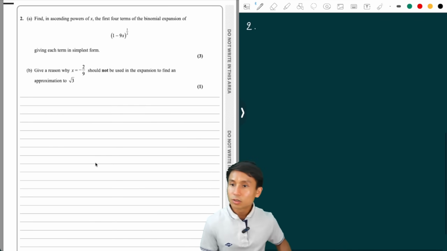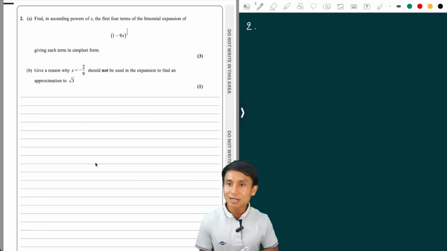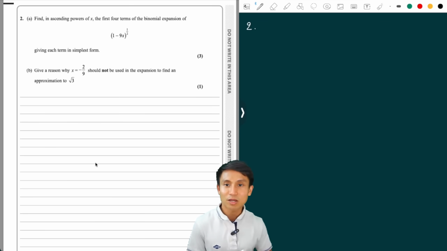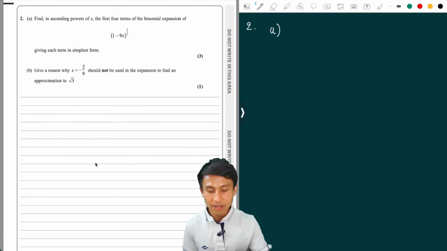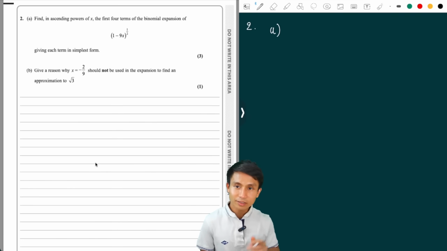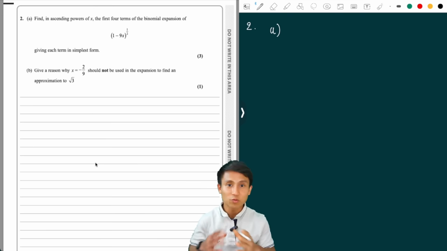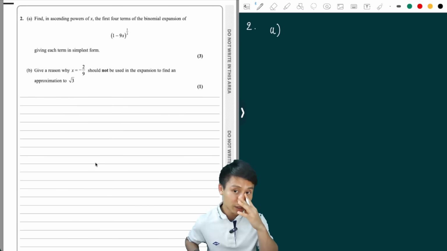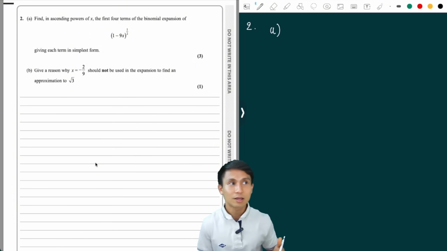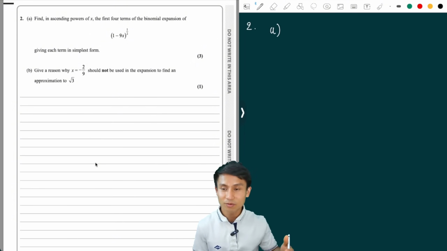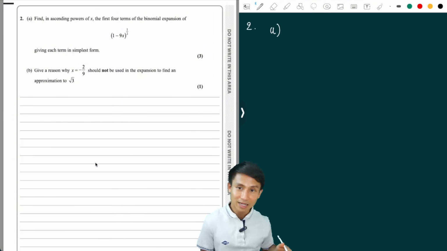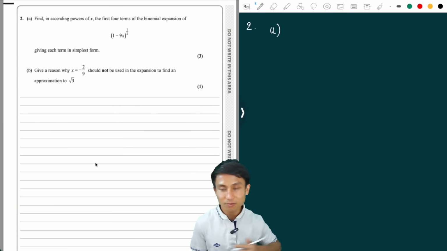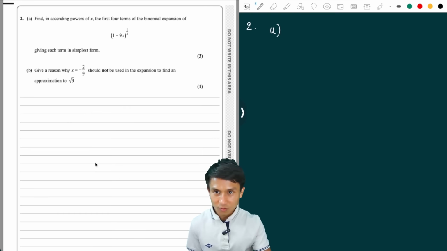Number 2, part A: find, in ascending powers of x, the first 4 terms of the binomial expansion of that. Give each term in the simplest form. Part A is the binomial expansion where you have to make the first term become 1, because this is where the power might be a fraction or a negative number. So we have that formula there, 1 plus x to the power of n, and we're just going to expand.